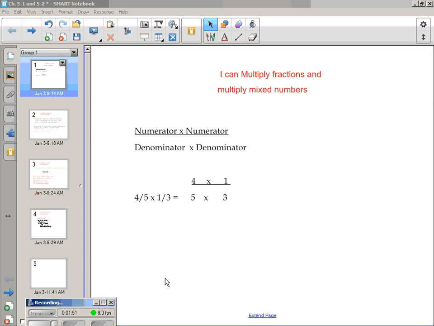All right? So, if we follow these rules, what I want everybody to do right now in their notebook is I want you to do 4/5 times 1/3 and follow the rules. Numerator times numerator, denominator times denominator. Let's go.